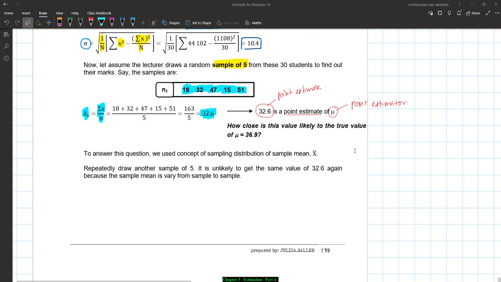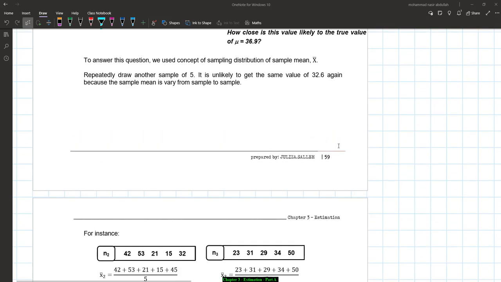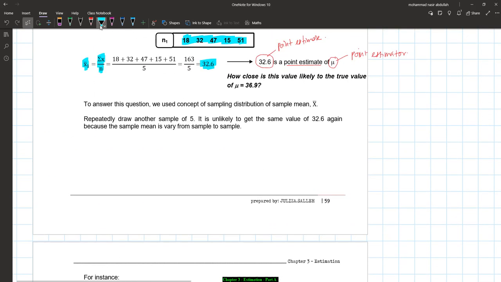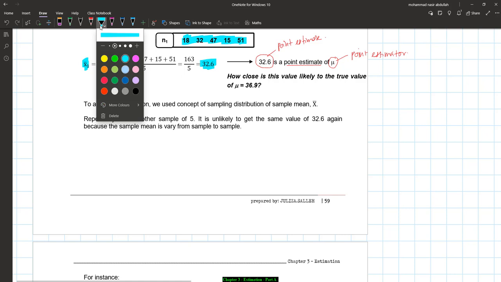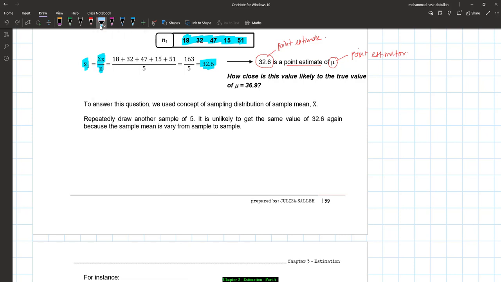Right. So let's say we repeatedly draw another sample of 5, you need to listen carefully to this. It is unlikely to get the same value, 32.6, again, because the sample mean varies from sample to sample. So when we take another sample, the chance of getting 32.6 again is very low. We will get a different sample and a different value, right?